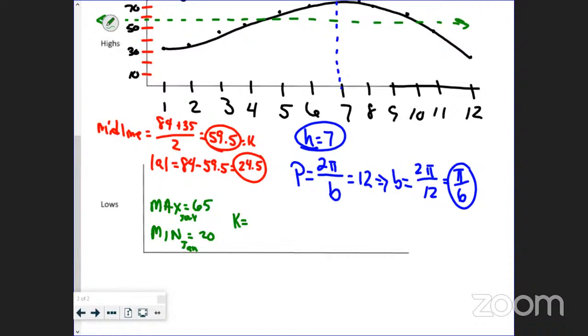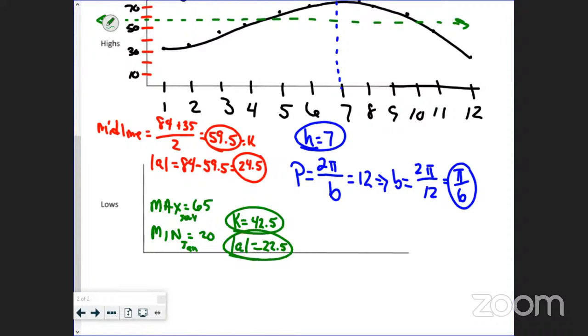So 65 and 20 is 85. 85 divided by 2 is 42.5. That's half of 85. So I've got K. The amplitude of this is going to be 65 minus 42.5, or whichever way I want to do it. It's 22.5. Okay, so I've got my amplitude now.